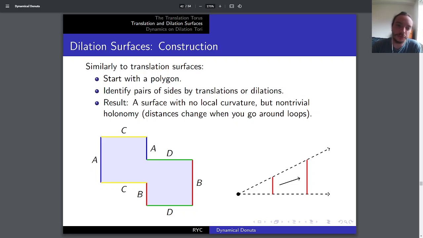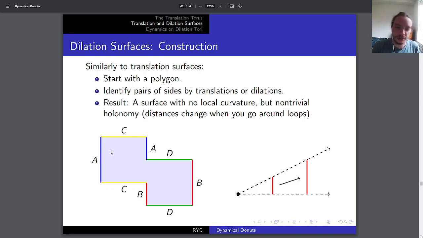So what's going to happen when we do something like this? We're going to get a surface that still has no local curvature, right? So it's still coming from a flat piece of paper, but it has something called non-trivial holonomy. So what does this word holonomy mean? It means that when you go around a loop, distances are going to change. Holonomy more generally can mean that if you go around a loop, then directions will change or speeds will change or things like that. But in our case, because we're not rotating and we're not reflecting, holonomy is just going to mean that distances between things change as you go around a loop.